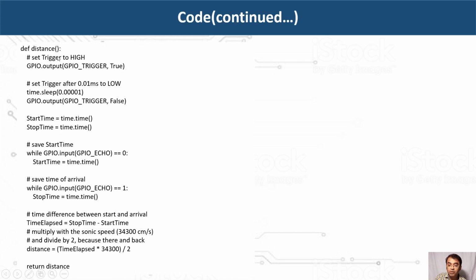Guys, this is the function called distance. So the trigger will generate the signal, guys. You can see trigger is true and then false, okay, and echo will receive 0. Then you have to calculate the start time, and when it will receive 1, you have to calculate the stop time, and then find the elapsed time, subtracting start time from stop time, and then convert into the distance by using standard formula. Then you have to return the distance.